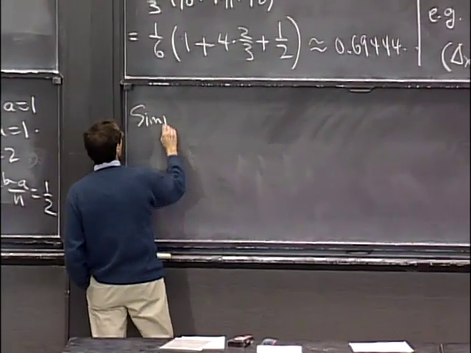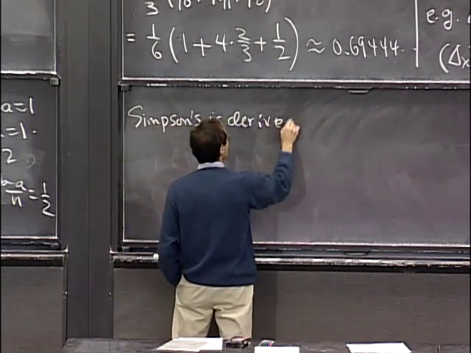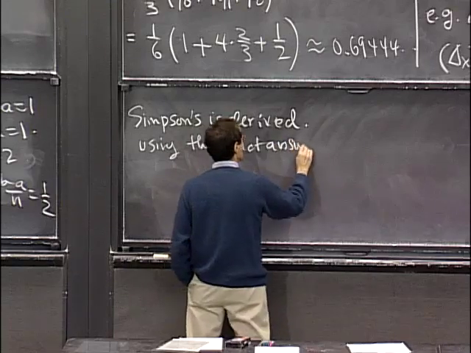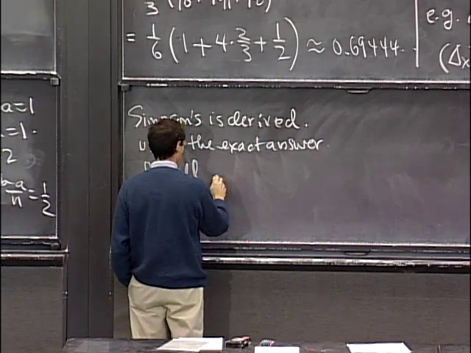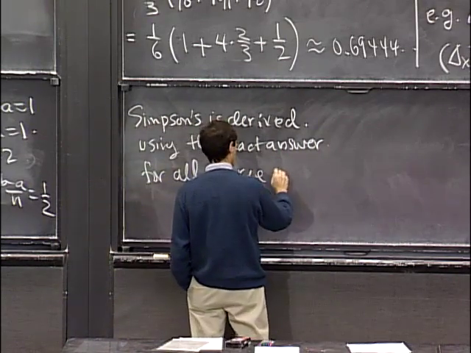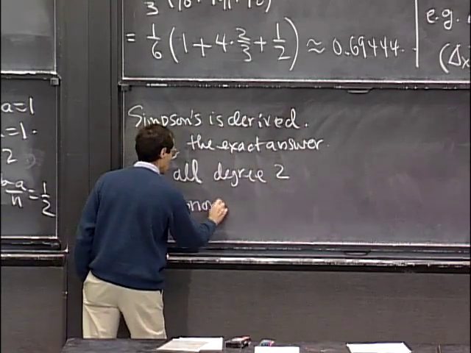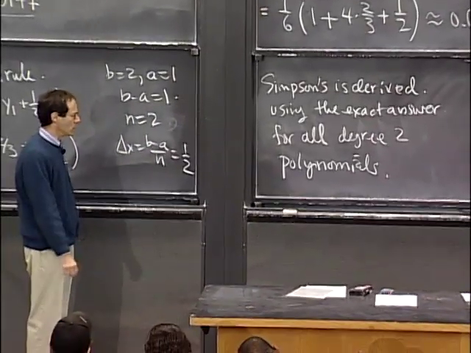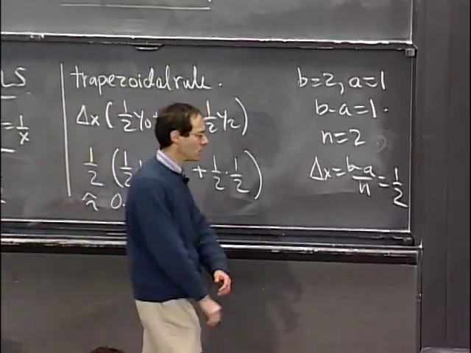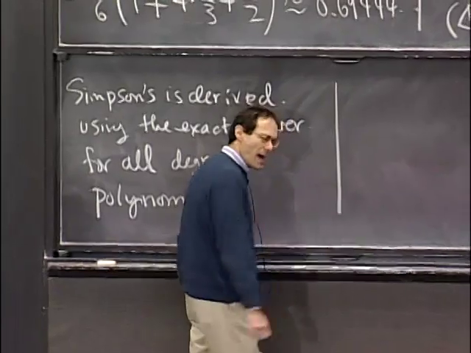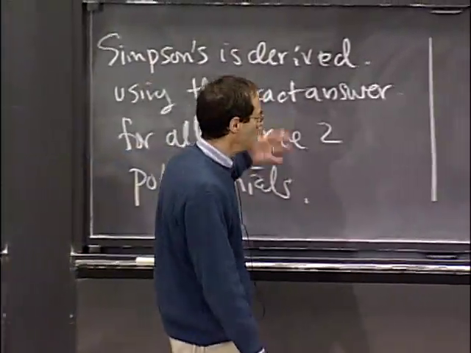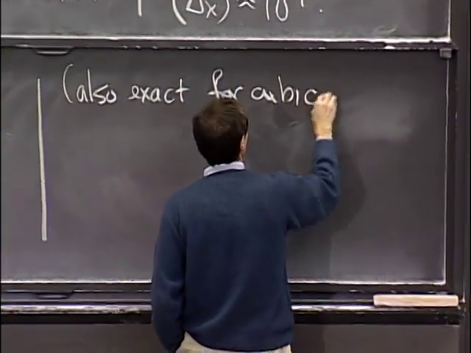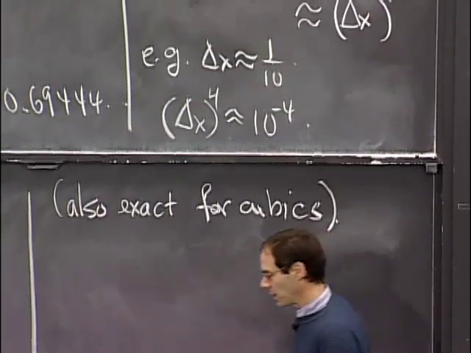So I'll mention this. Simpson's rule is derived using the exact answer for all degree 2 polynomials. In other words, parabolas, all parabolas. But even all the ones of lower degrees. So straight lines would work and constants would work as well. Whereas the other ones only work for, say, straight lines. The trapezoidal rule only works for straight lines. But there is a weird accident. It turns out that it also works for cubics. Once you get the formulas, it works for cubics. So it's also exact for cubics. And that's what explains the fourth order validity.